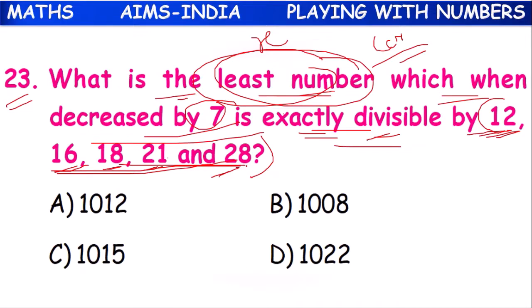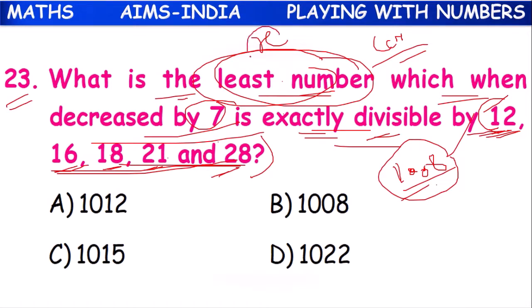If you find the LCM of these 5 numbers, it will be 1008. LCM of these 5 numbers is 1008. Now the question is least number which when decreased by 7 is exactly divisible by these numbers. So for these numbers LCM is 1008.